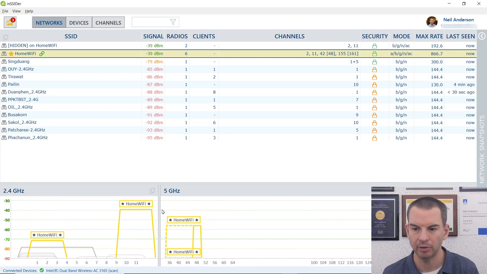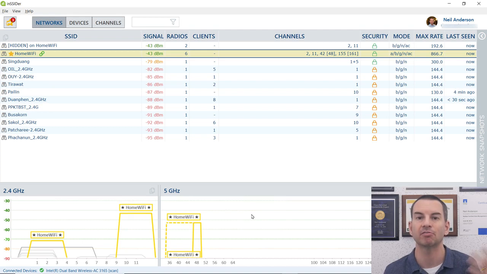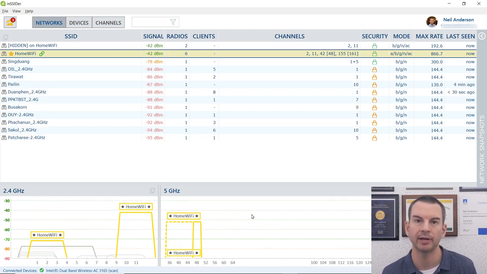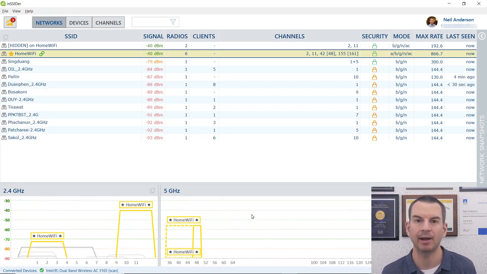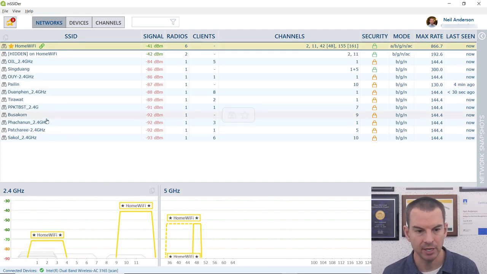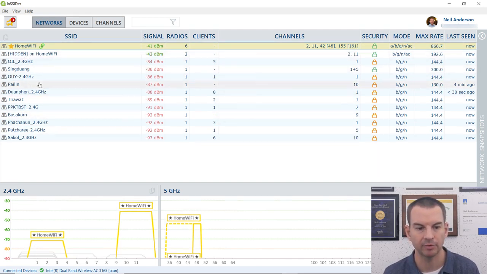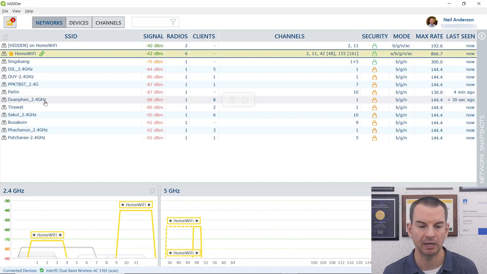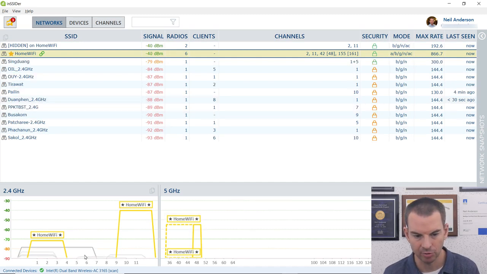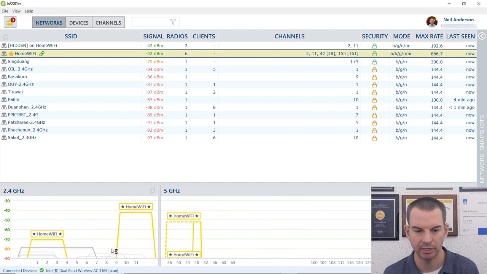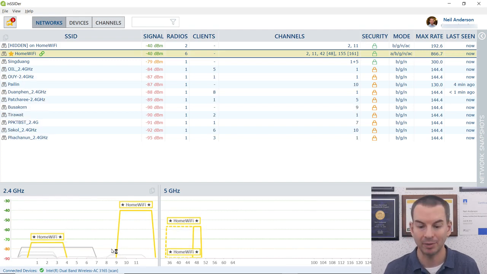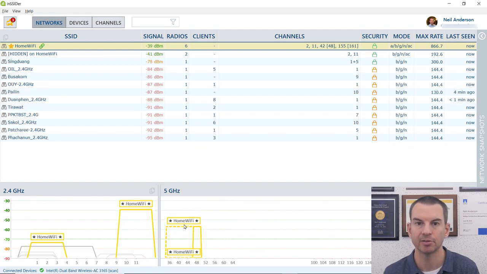And round about me, nobody else is operating at 5 gigahertz. So that's great. I should get really good quality there. But if I connected my laptop at 2.4 gigahertz, you can see there's all these other wireless networks round about me as well. And you can see that the channels are all overlapping down here. So to minimize the interference when I'm connected over wireless, I'm using the 5 gigahertz range.